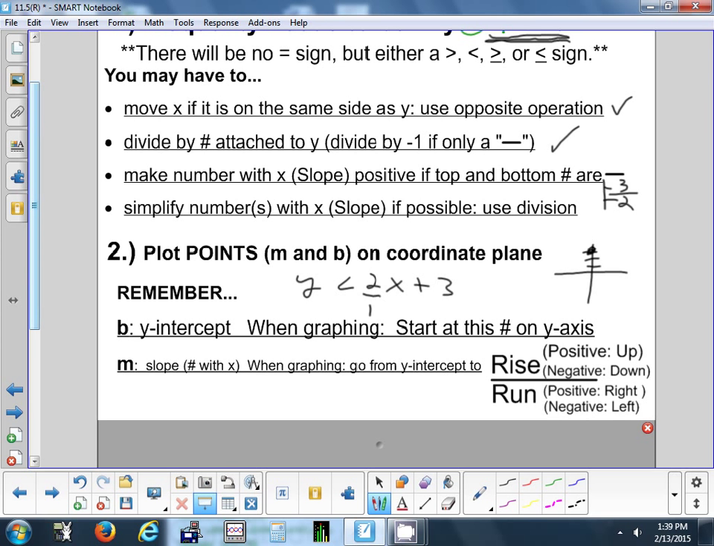So now, how do you know which way to go? From this point, you've got 4 choices. You could go up, down, left, or right. Well, you look at your rise. If your rise is positive, you're going to go up. If your rise is negative, we go down. Then we look at the run. If the run is positive, we're going to go to the right. How many do you go? Just look at the number. If the run is negative, you're going to go left.